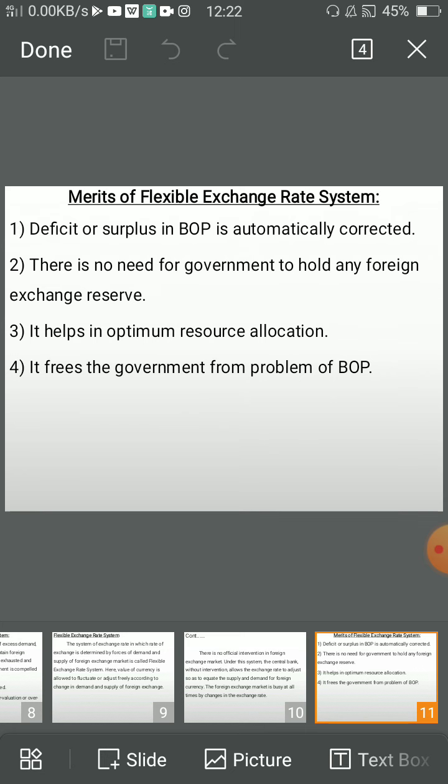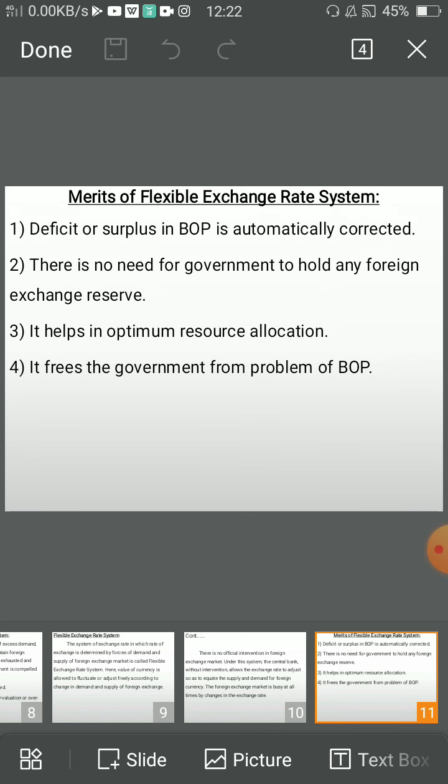Deficit or surplus in balance of payment is automatically corrected. Under the flexible exchange rate system, the exchange rate is increased or decreased. So automatically, if there is any deficit or surplus in the balance of payment, it is corrected.